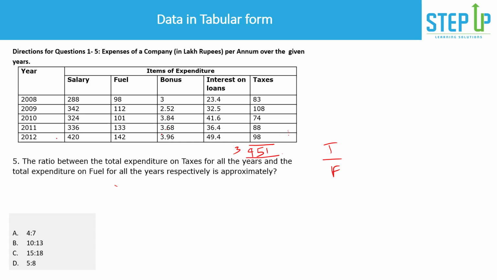Now they're saying this is what percentage of fuel. Again 3, 2, 5, 5 and 3, 8, 16, right? So 6, 1, and then what? So 586. So basically the simple thing is they're saying this is what percentage of this, right? So we have come to this format, that is 451 upon 586.